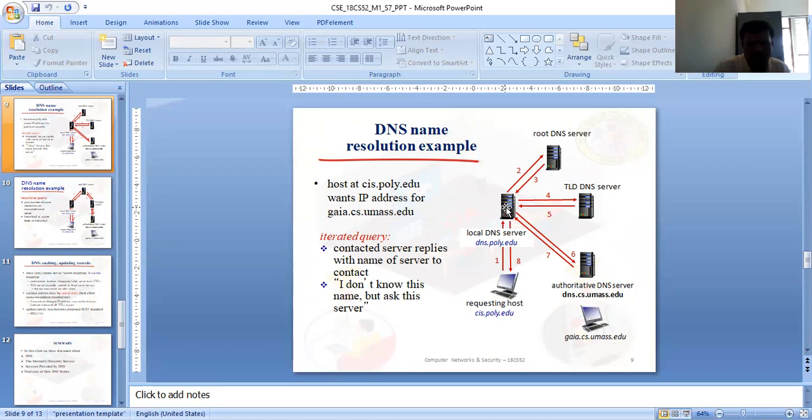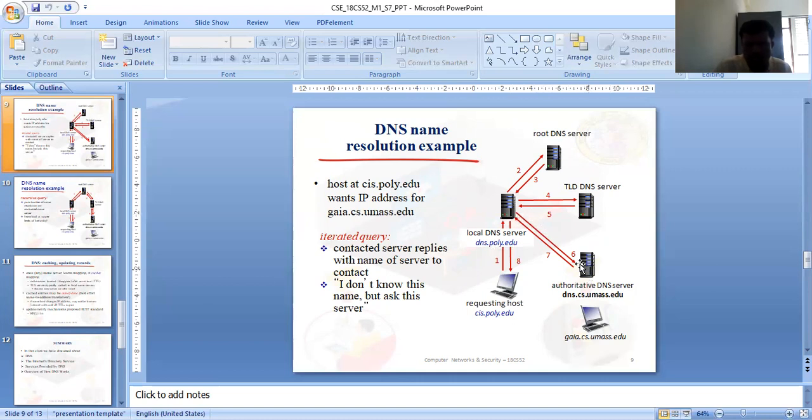So with that, contact the root DNS. In turn, it tells the local DNS server to contact again. Like poly.edu is the local DNS. It is not available, so contact the top level domain servers. It tells that yes, it is under me. It is not available, so again it tells the local DNS server poly.edu that the request will be passed on to that.